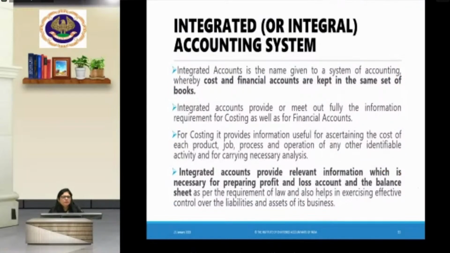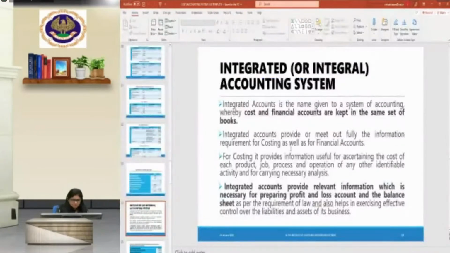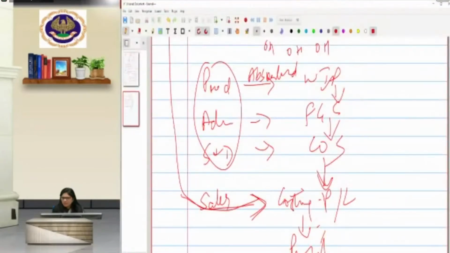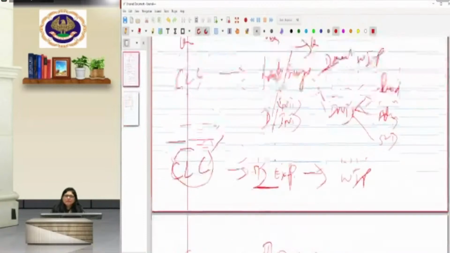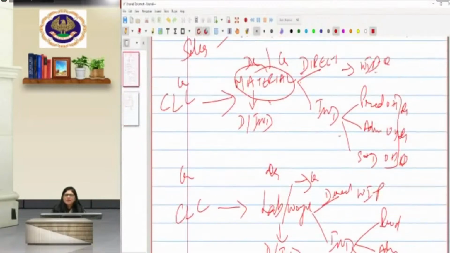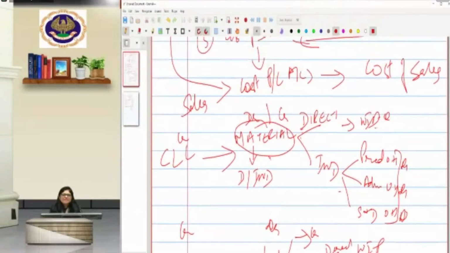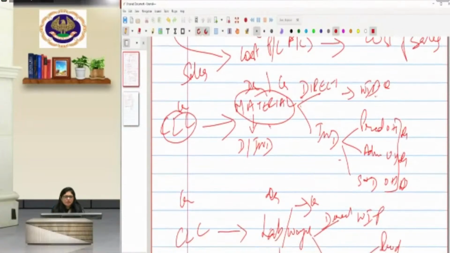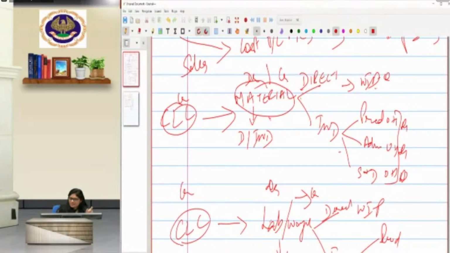Quickly going to the integrated system. See, integrated system, if you have understood the non-integrated one, let me explain from there. I explained here that the external part has to be, which account takes care of the external entry, the cost ledger control account, right? Material also, then labor also, cost ledger control account.